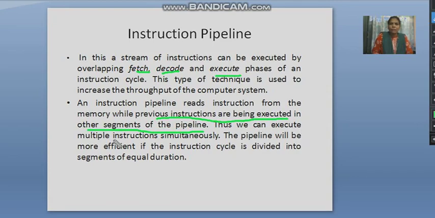Thus we can execute multiple instructions simultaneously, meaning in parallel, providing parallelism during the execution of multiple instructions. The pipeline will be more efficient if the instruction cycle is divided into segments of equal duration. So in this manner we can make an instruction pipeline to increase the parallelism of execution of multiple instructions. So these are the types.